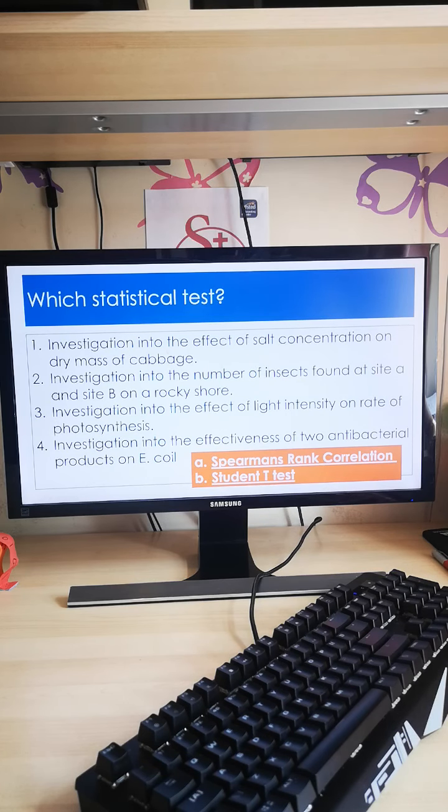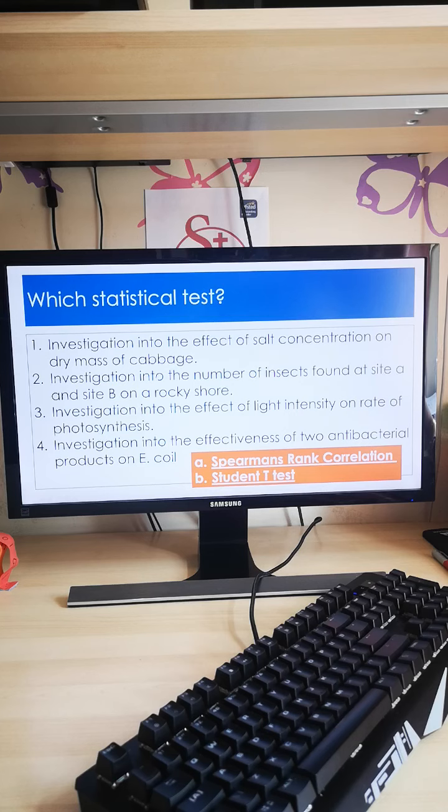Okay, so what stats test would you use if you wanted to investigate the effect of salt concentration on the dry mass of a cabbage? Okay, well, you would be looking for a relationship. You're changing one variable and measuring another, and so you'd be looking for a correlation. So it'd be Spearman's rank correlation coefficient for the first one.